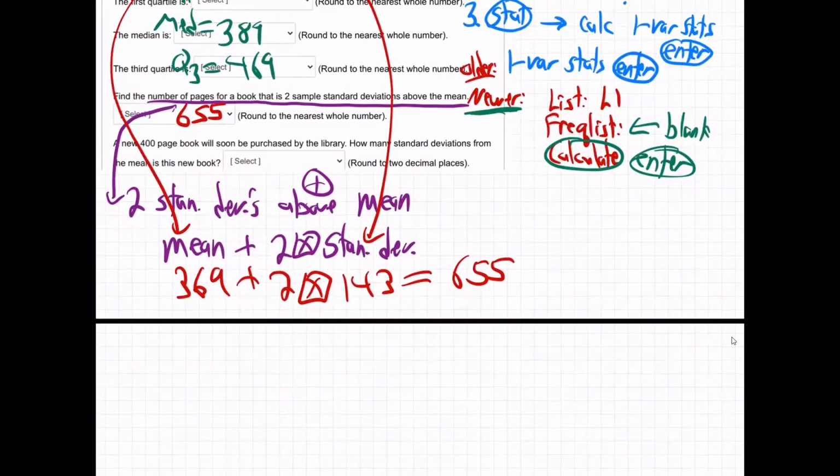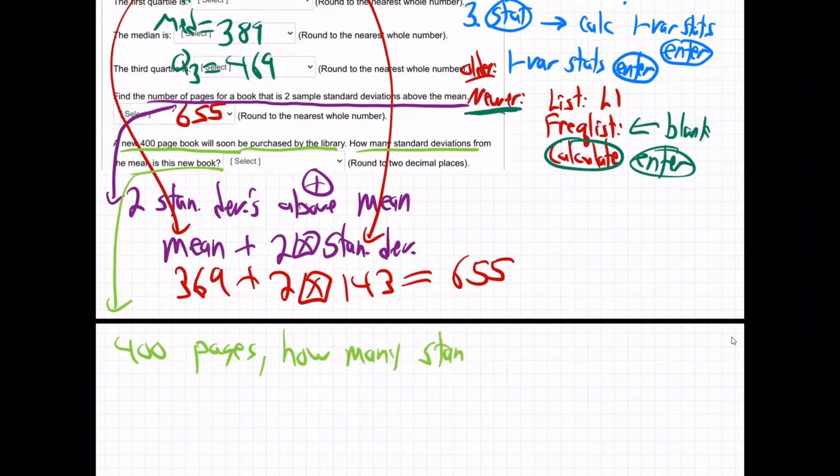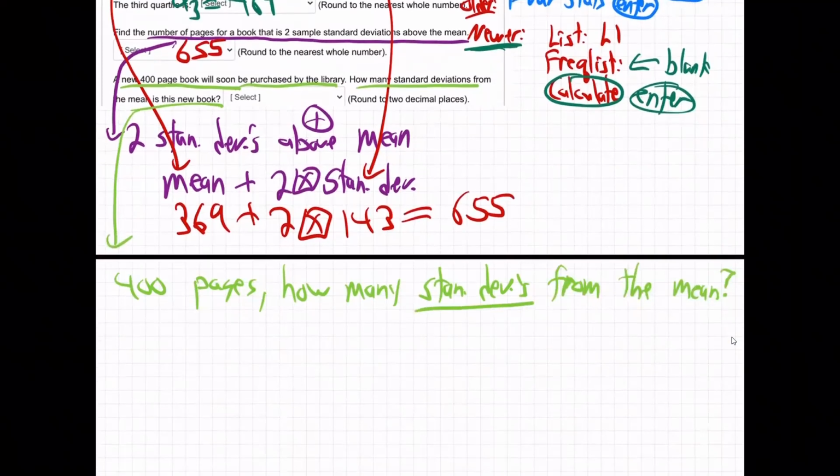Okay, now that leaves us with one more question. There's been a lot of questions. Last one. A new 400-page book will soon be purchased by the library. How many standard deviations from the mean is this new book? 400 pages. Well, whenever they say that, standard deviations from the mean, you need to recognize that phrase. That means z-score. That's what z-score is.